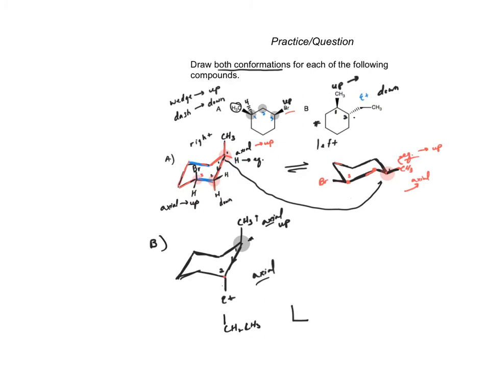So this is our right. We're going to undergo a ring flip. And we're going to draw the left-hand version of our ring. We're going to attempt to draw it. Okay, yep, upset with that.